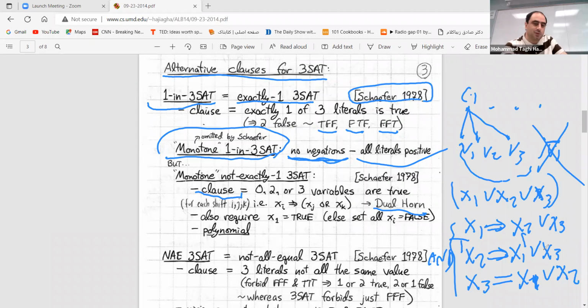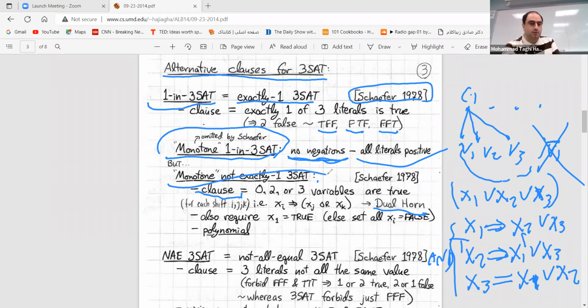So this 0, 2, and 3, you can write it like this. And this would be dual Horn, I mean, the one that you can actually write in terms of implications. So you can just use that greedy algorithm that we mentioned for dual Horn or Horn. So this instance is polynomial solvable.